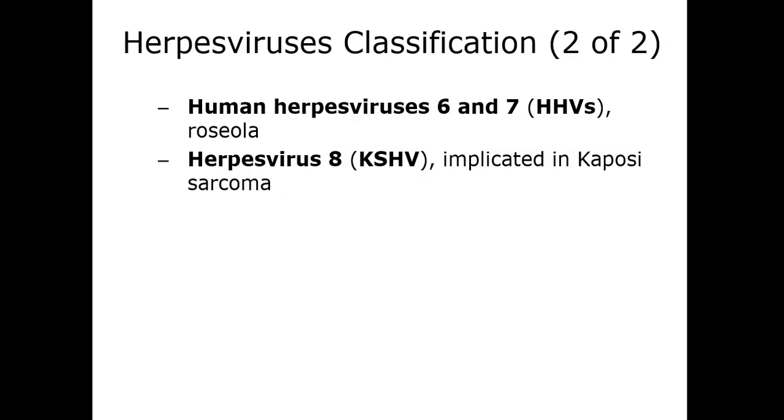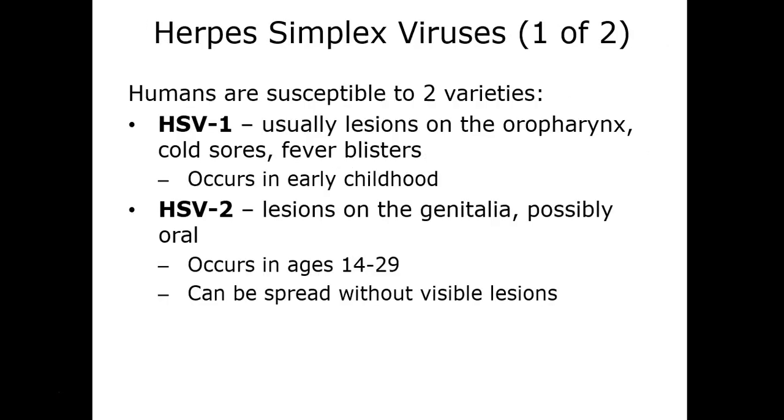HHV 6 typically appears as mononucleosis in adults. You get a mononucleosis-like condition. And HSV 8 is implicated in Kaposi's sarcoma, which is a common opportunistic secondary infection that is seen in chronic AIDS patients. So let's dive into the HSV family a little bit deeper. HSV 1 typically produces cold sores or fever blisters, and they can occur as early as in your childhood.